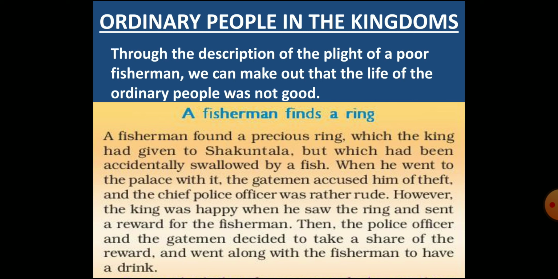It says, a fisherman found a precious ring which the king had given to Shakuntala, but which had been accidentally swallowed by a fish. When he went to the palace with it, the gateman accused him of theft, and the chief police officer was rather rude. However, the king was happy when he saw the ring and sent a reward for the fisherman. Then the police officer and the gateman decided to take a share of that reward and went along with the fisherman to have a drink. This shows that the common people, especially the poor, were exploited at that time.